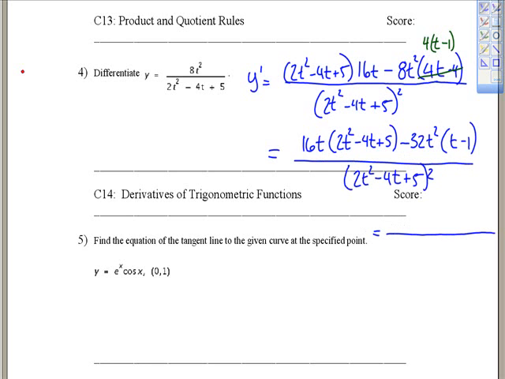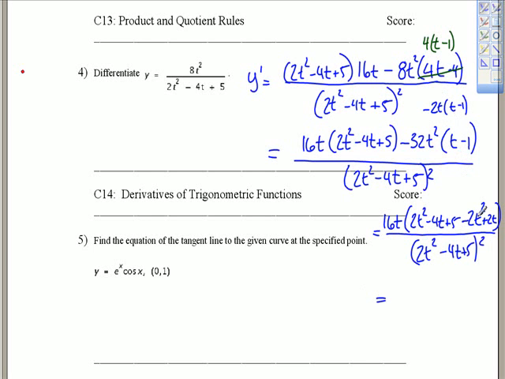Let's factor out a 16 and a t, and see what's left here. I've got the 2t squared minus 4t plus 5. Here I've got a multiple of 2t times this t minus 1. Let's go ahead and work on that here in a little scratch. 2t times t minus 1 would be, let's see, watch out for the negative, negative 2t squared, and then plus 2t, all over this trinomial squared still.